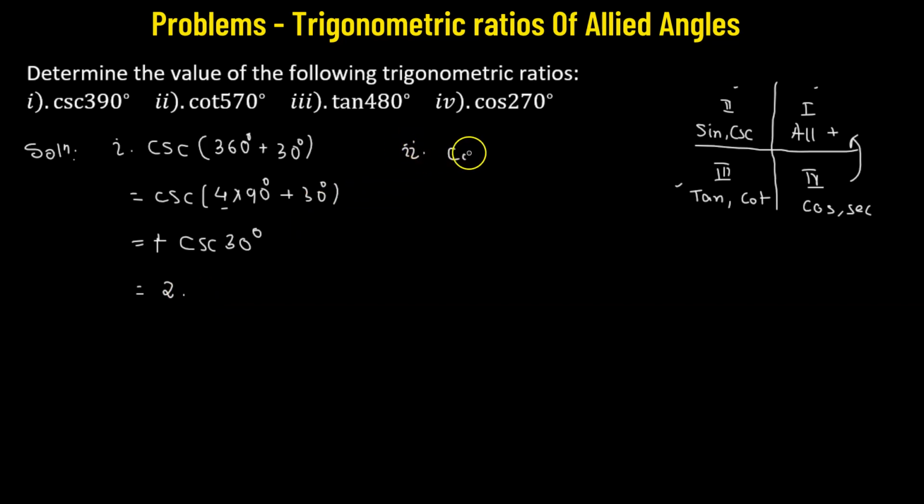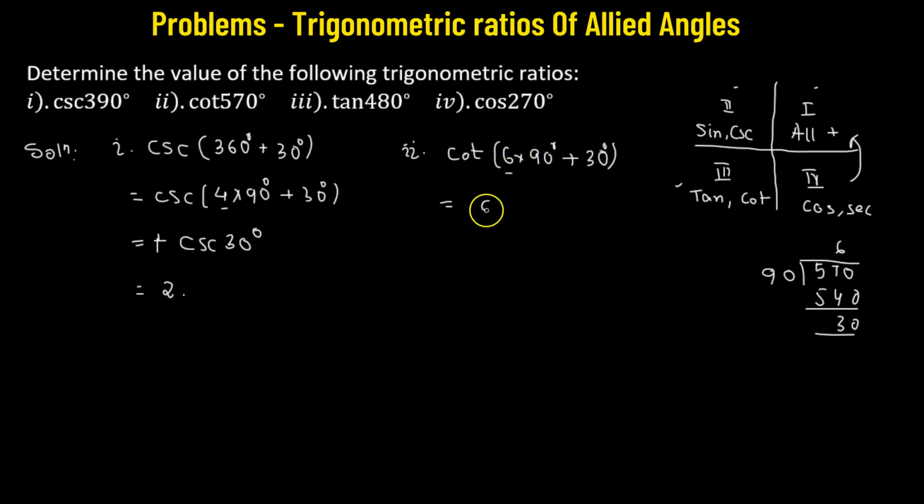Now, we have cotangent of 570 degrees. Now, how can we write or express 570 degrees as a multiple of 90 degrees? So we take 570 degrees and divide it by 90. So we have 90 times 6. So 90 times 6, that's 540. We have a remainder of 30, which means we can break down 570 degrees as 6 times 90 degrees, and to it, we are going to add the remainder, which is 30 degrees. Again, we have an even multiple of 90 degrees, so our cotangent function stays as cotangent. So we have cotangent of 30 degrees.